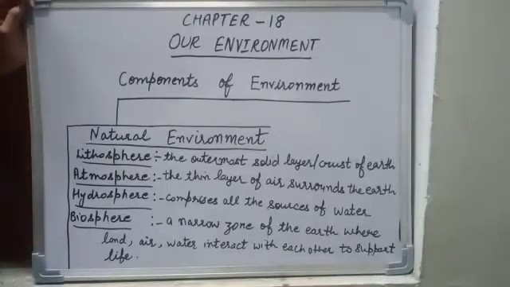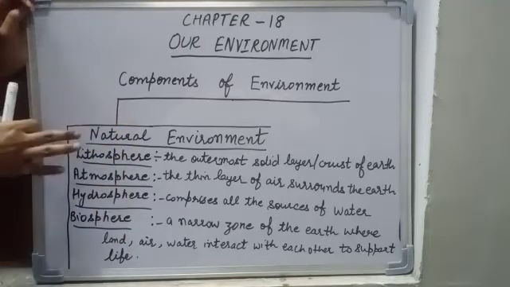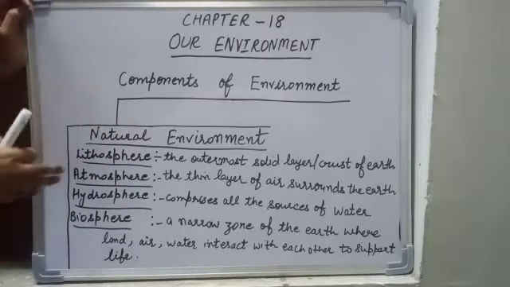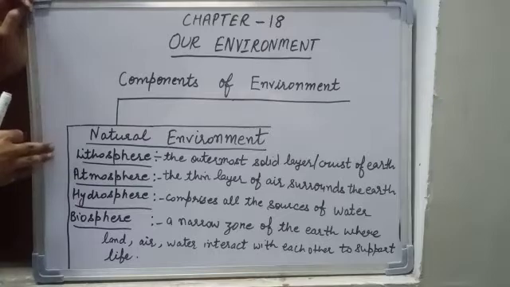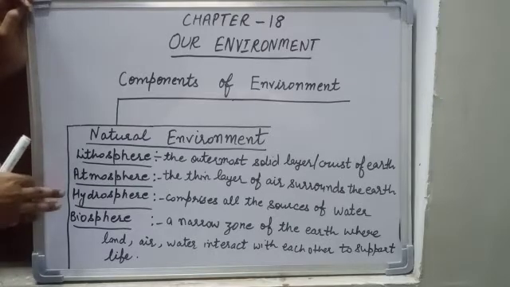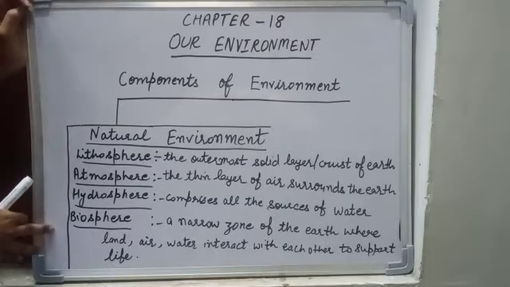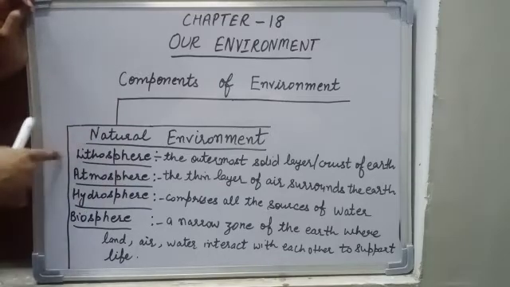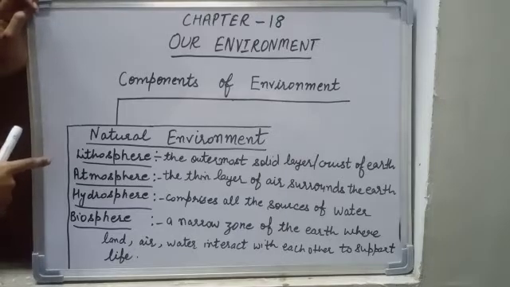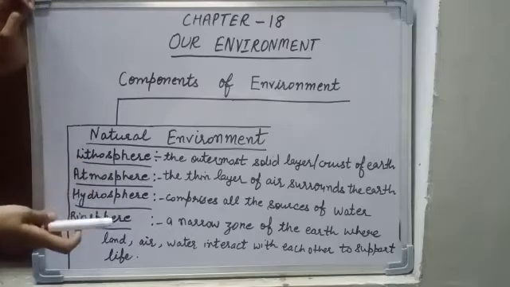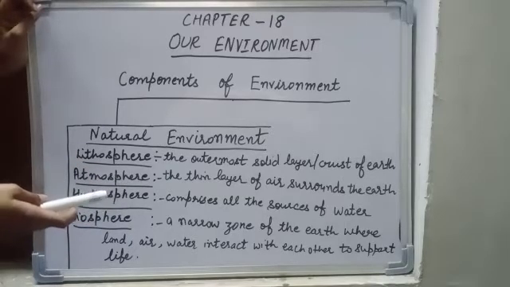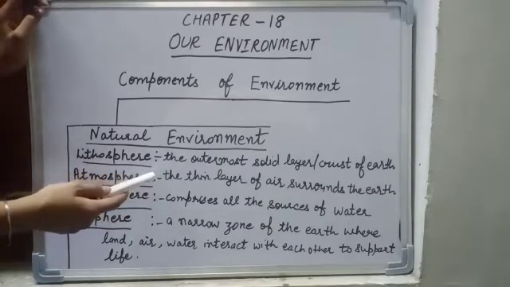Now, let's discuss the components of our environment in detail. Firstly, natural environment. As we already read, it consists of lithosphere, atmosphere, hydrosphere and biosphere. So firstly, lithosphere. It is the outermost layer or crust of the earth that is known as lithosphere. It consists mainly of rocks and minerals. Oceans and continents also form a part of lithosphere.